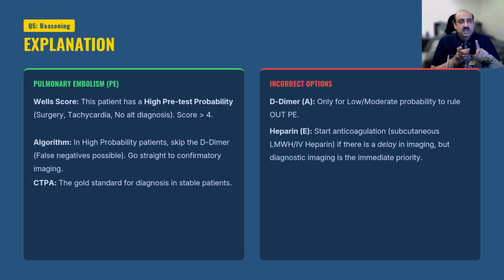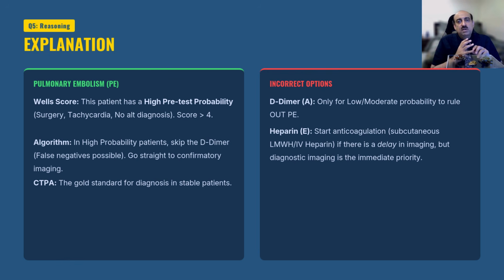angiogram. That's why the VQ scan and Doppler are also not the correct options, because we don't have enough information to say that CTPA cannot be done and hence VQ is an alternate, or the Doppler in some situations might be a supportive investigation in case you cannot do a CT due to all the reasons, or contrast nephropathy, or if you want to avoid that complication. So that's another aspect. However, in this situation, nothing to suggest that.